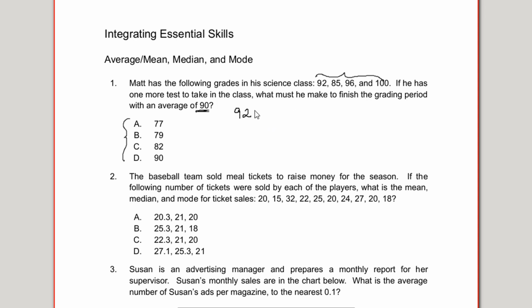So if we take 92 plus 85 plus 96 plus 100, and we add those 4 up using our calculator, we get a total of 373. Now, by the definition of average, if we want to have an average of 90, we need to know what total points divided by 5 test scores would give us a 90. And to solve for x in this case, we're going to multiply 9 times 50. X has got to equal 450. So we need 450 points of those 5 scores to have an average of 90.